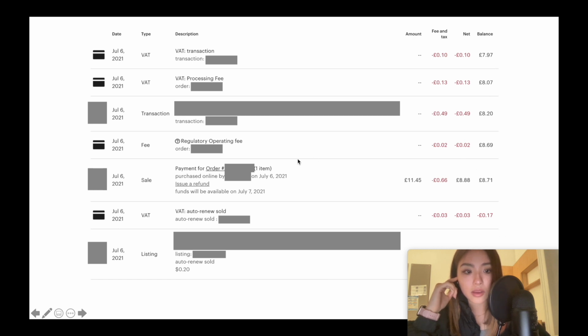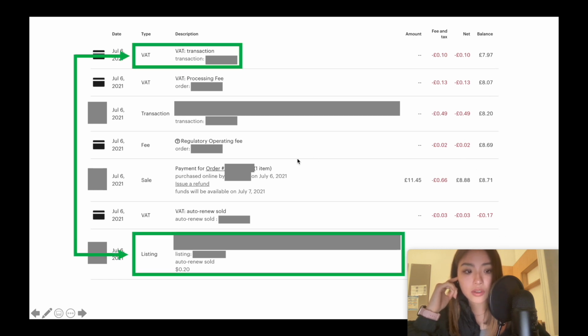Okay, so first we have to identify what one sale is, because it's just a very long list of jumbled up numbers. So the first thing that you're going to be charged is a listing fee, and the last thing you'll be charged is the transaction fee, or the VAT on the transaction fee in this case. So that's how you identify one sale, is this big chunk here.